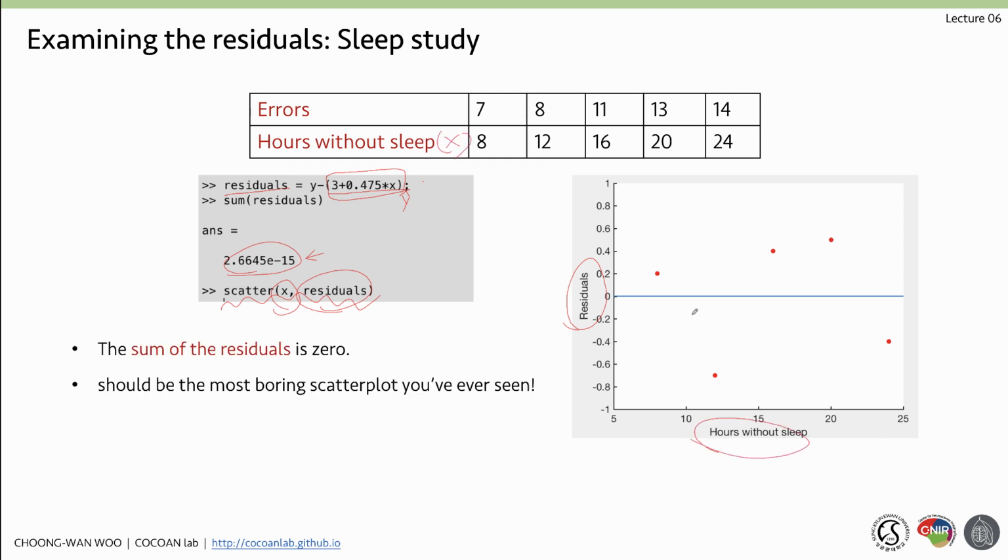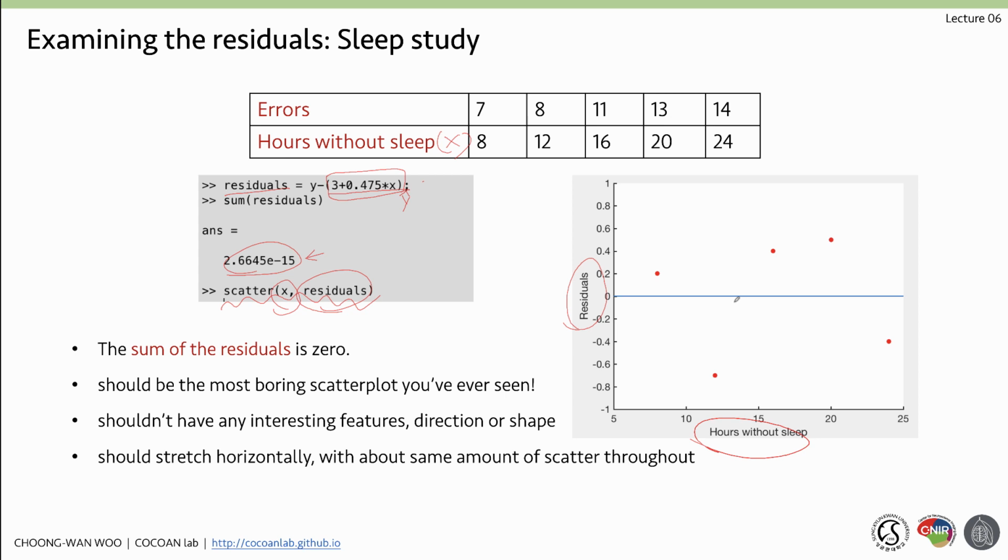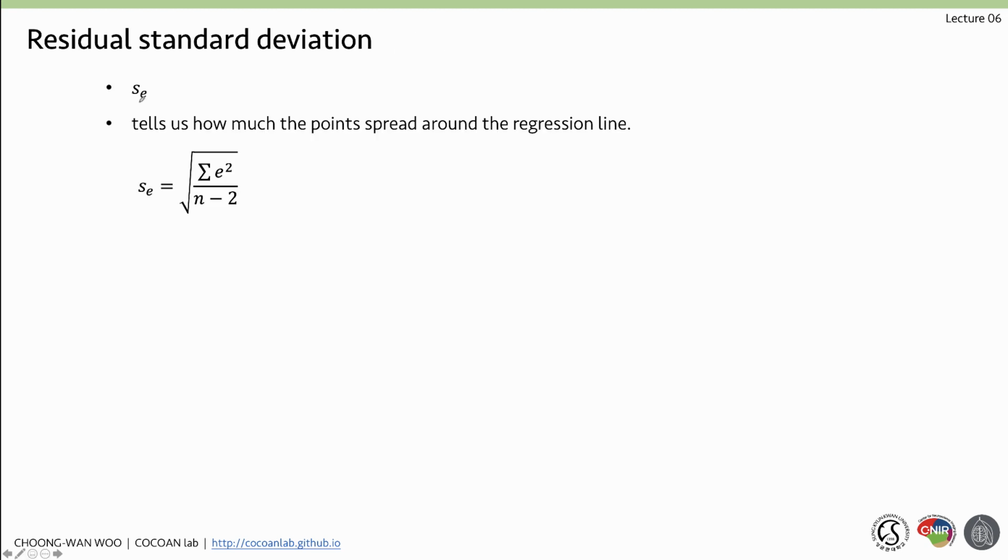And this plot should be the most boring scatter plot you ever seen. So there should be no pattern. Shouldn't have any interesting features, direction or shape. Should stretch horizontally with about same amount of scatter throughout. So the scatter should be similar as the x increases. So no bends, no outliers. So SE is standard deviation of residuals. And that tells us how much the points spread around the regression line. So standard deviation of E equals the sum of E square divided by n minus 2, and square root of that. Why n minus 2? We will talk about this in later lectures.